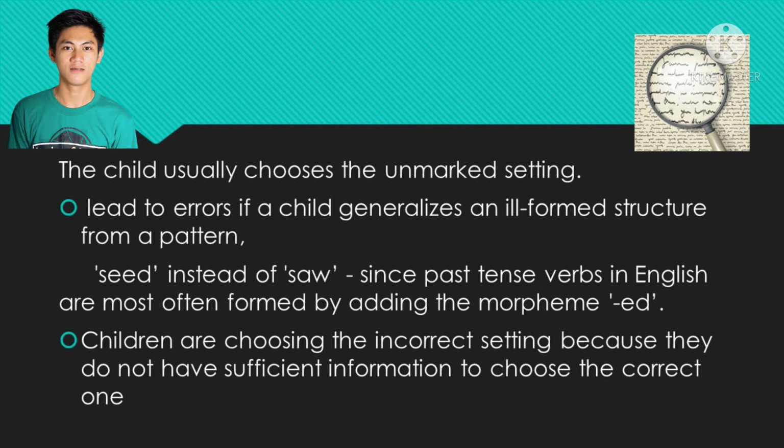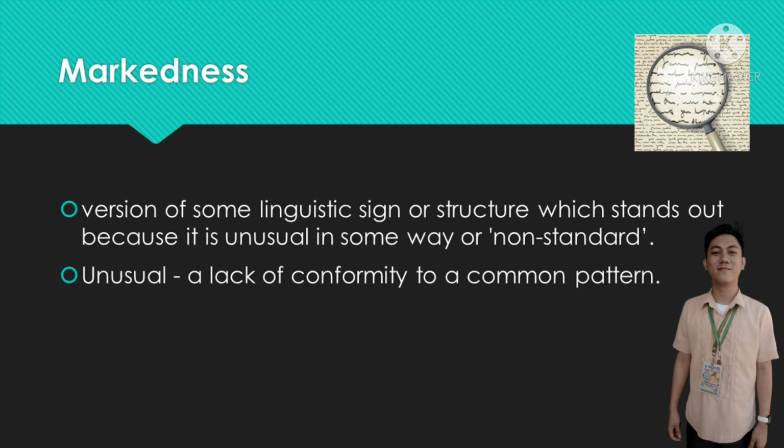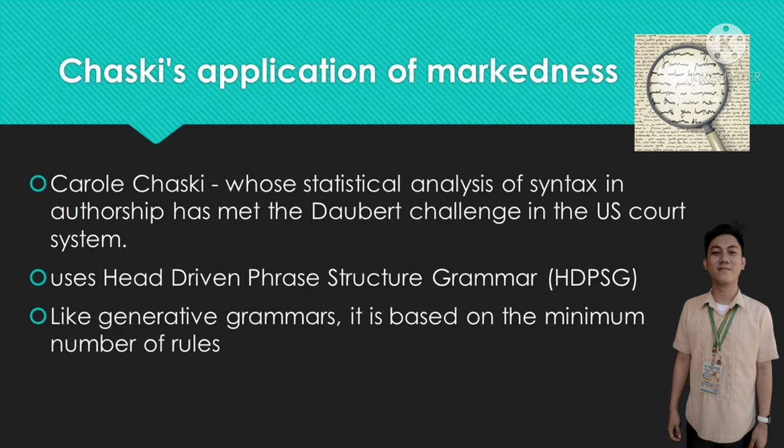This can lead to errors if a child generalizes an ill-formed structure from a pattern. For example, "seed" instead of "saw," on the basis that past tense verbs in English are most often formed by adding the morpheme -ed. This is why it is quite useless to correct very young children, because they are choosing the incorrect setting because as yet they do not have sufficient information to choose the correct one. The point about markedness here is that it is a version of some linguistic sign or structure which stands out because it is unusual in some way or non-standard. Unusual means a lack of conformity to a common pattern.